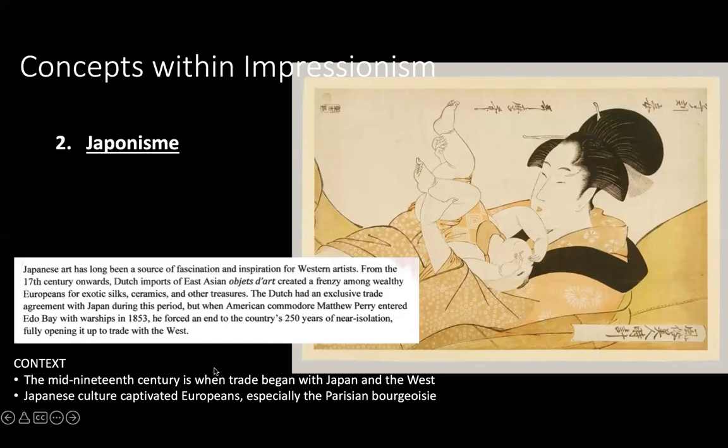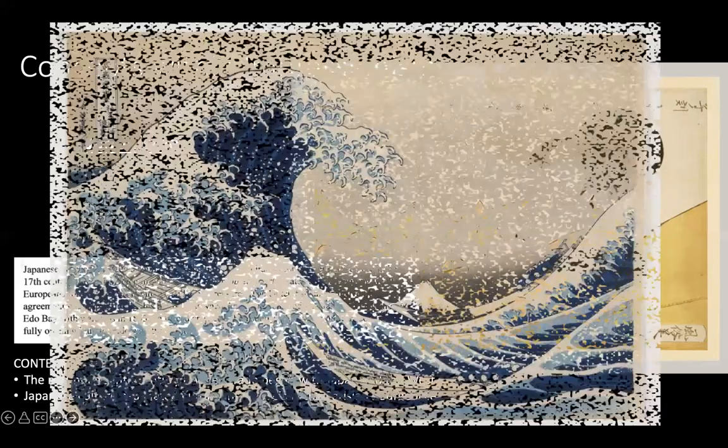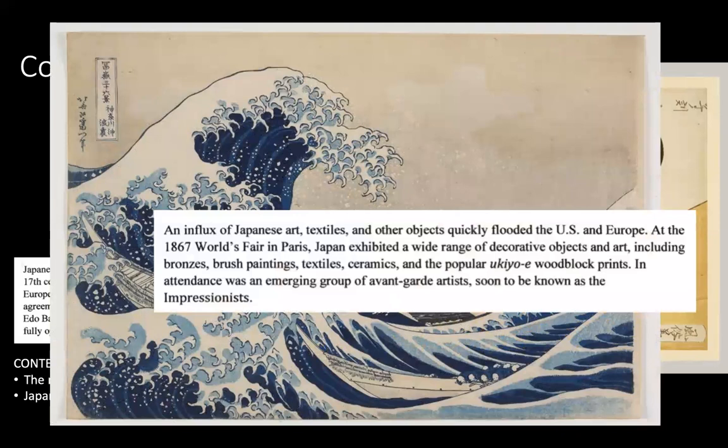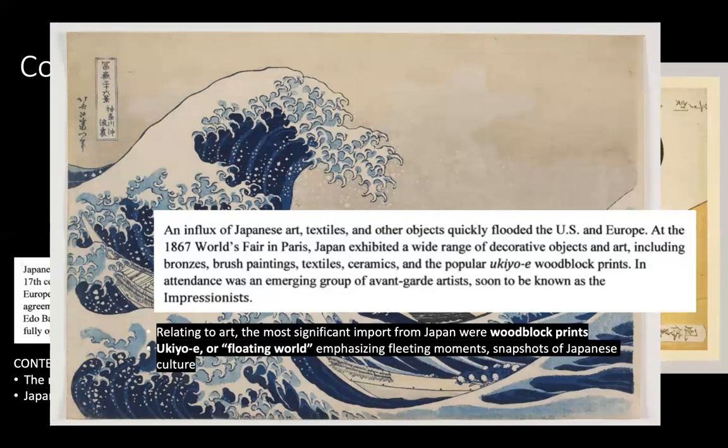So I've got some context that you guys can add about what we just read. So here's a very typical example, right? An influx of Japanese art, textiles, and other objects quickly flooded the US and Europe. At the 1867 World's Fair in Paris, Japan exhibited a wide range of decorative objects and art, including bronzes, brush paintings, textile ceramics, and popular ukiyo-e woodblock prints. In attendance was an emerging group of avant-garde artists, soon to be known as the Impressionists.